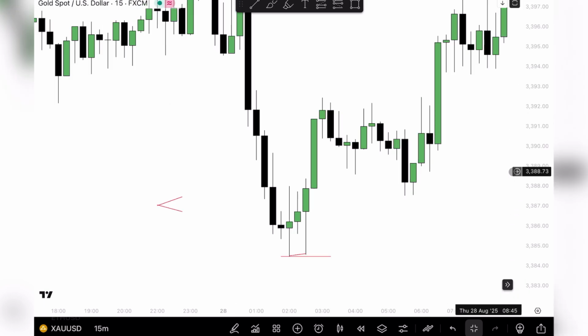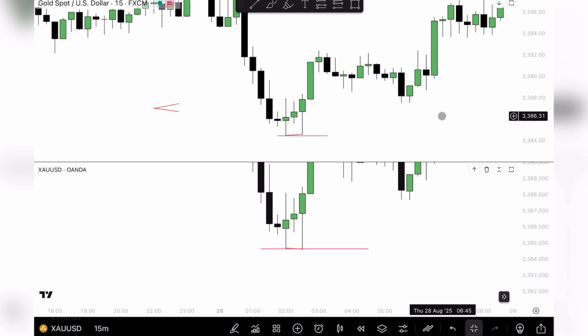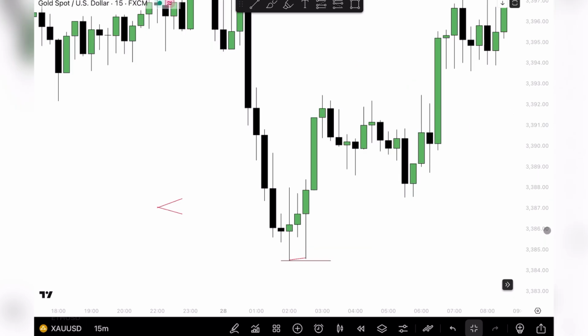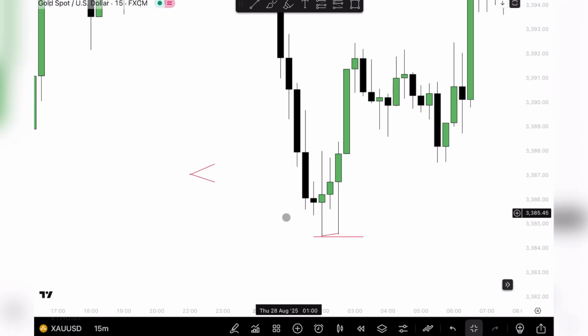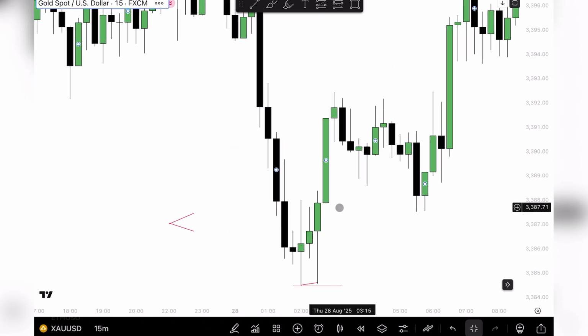So this is an error, or this is an SMT divergence between the same pairs. Usually what we do is we look for SMT divergence between silver and gold. This time what we did is we found this divergence between the same pairs but in different brokers. So once something like this happens, what you have to do is wait for the next candle or the next candle to close above this candle.